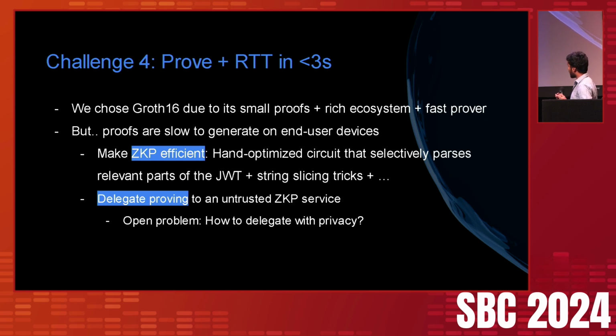You can also ask if it is possible to do the delegation in a privacy-preserving way, which is a bit of an open problem for now. But at a high level, the point is that zero-knowledge proofs can either be generated locally or delegated, and delegation is not too bad because it can be done without having to trust another entity here.